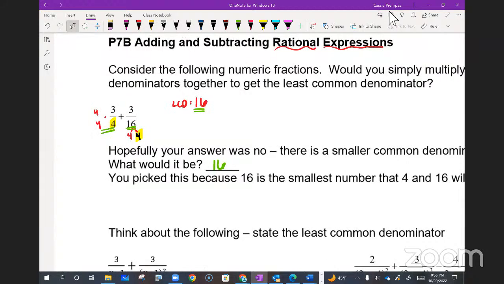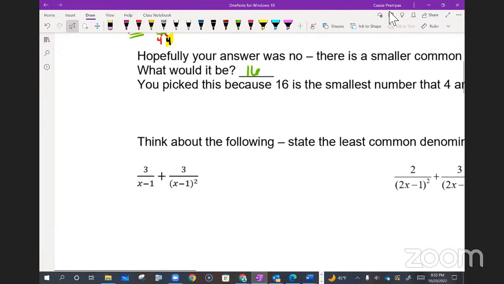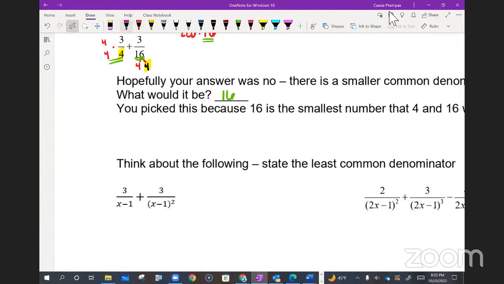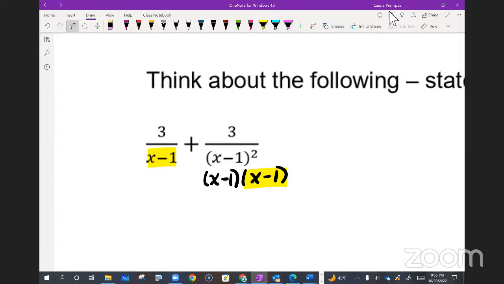So let's go ahead and think about this concept utilizing the following examples. If you had 3 over x minus 1 plus 3 over x minus 1 squared, well, look at it in the same way that you might look at this top example up here. Think about this as 4 and 16 is 4 squared. If you're looking at what is the least common denominator, they both already share an x minus 1. In fact, I could write this out as x minus 1 times itself. Since they both already share an x minus 1, I'm going to be multiplying the left fraction by what's missing.